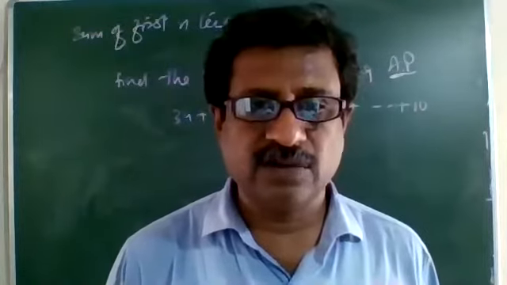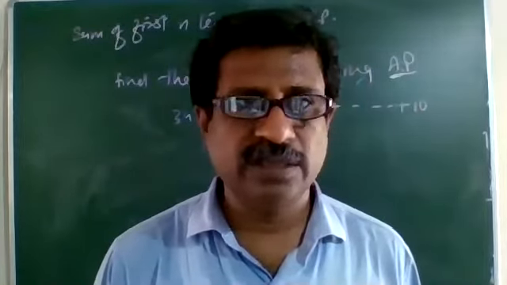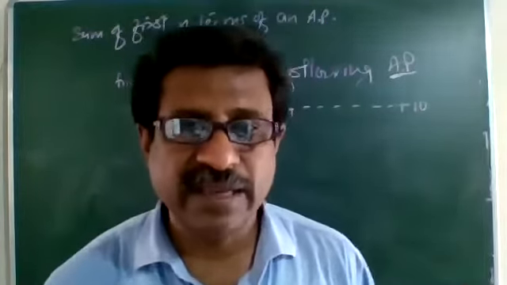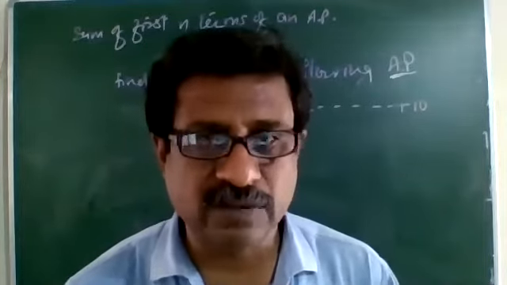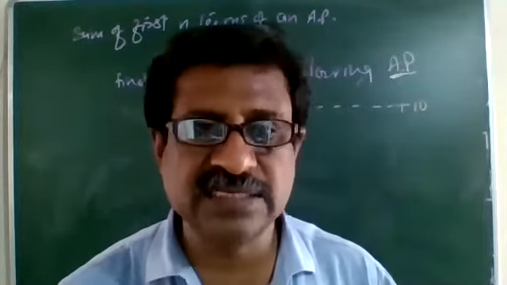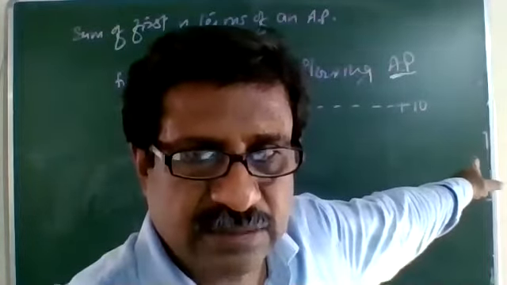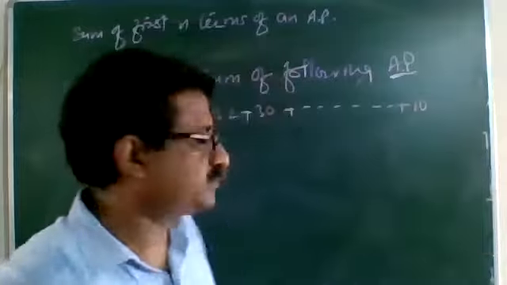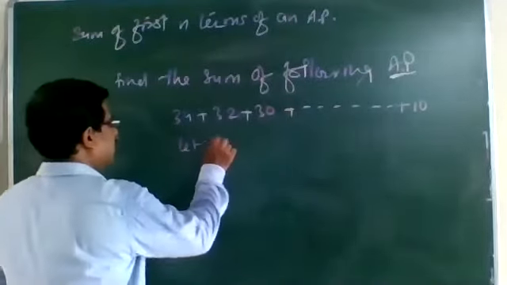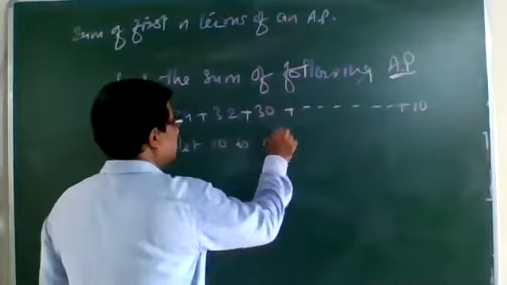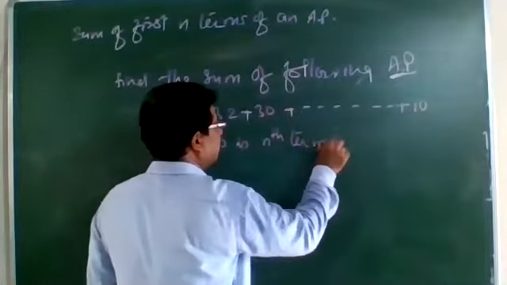The formula is the same, Sn equal to n by 2 into 2a plus n minus 1 into d. Here the problem is that the value of n is not given. We try to find the value of n. Let us consider the last term 10 to be the nth term of this AP.